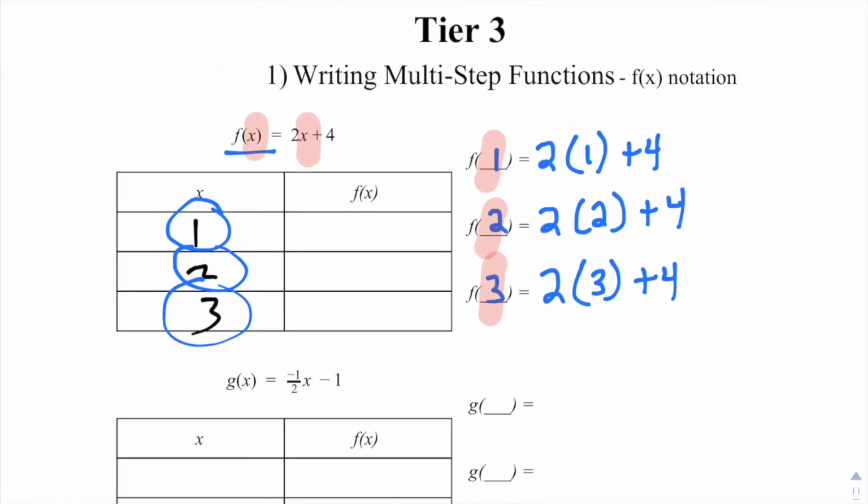So now we can solve these. 2 times 1 is 2, plus 4 is 6. So when we plug 1 into f of x, we get an output of 6. 2 times 2 is 4, plus 4 is 8. So when we plug 2 into f of x, we get an output of 8. And f evaluated at 3 gives us 2 times 3, which is 6, plus 4, which is 10. So if we plug 3 into f of x, we get an output of 10.